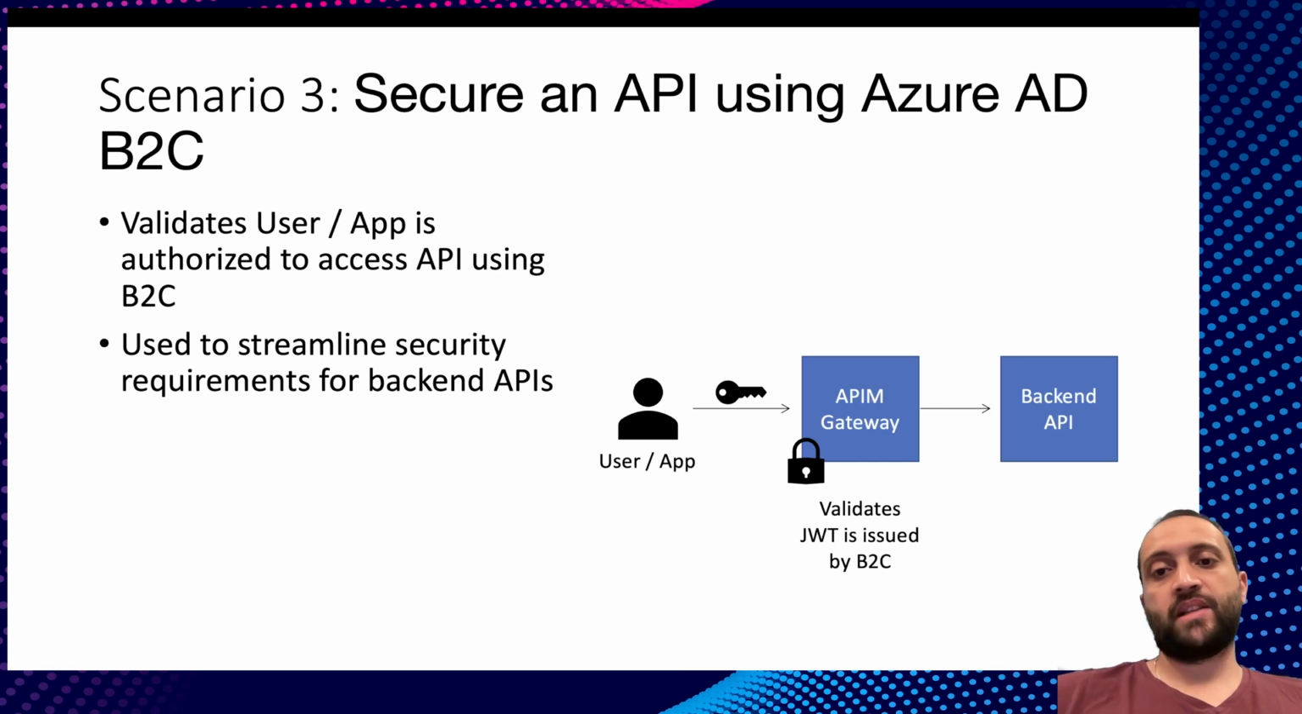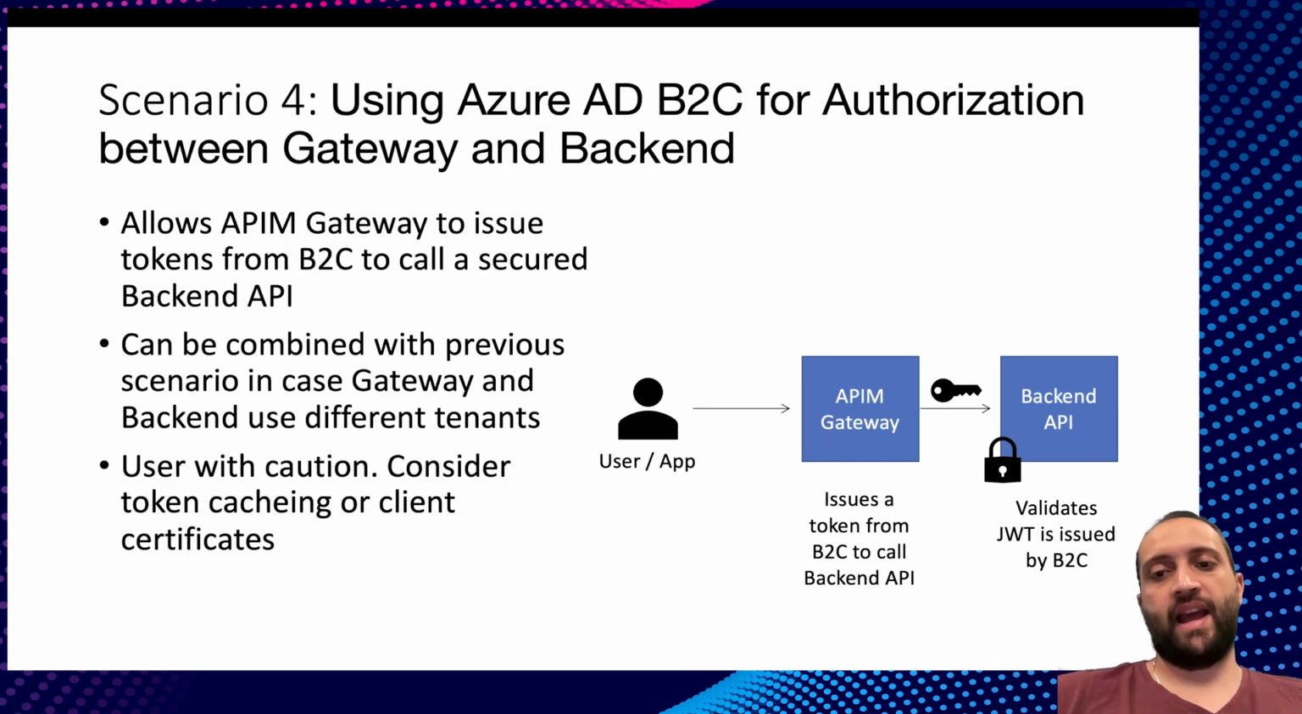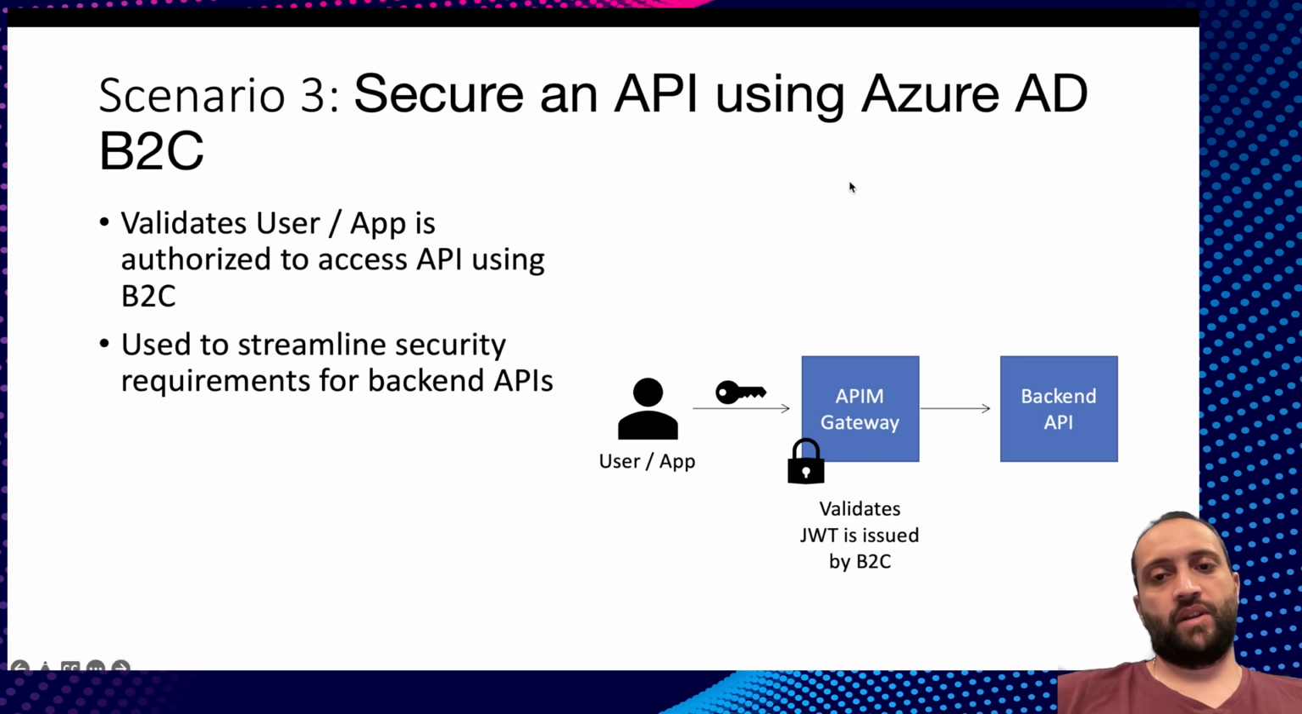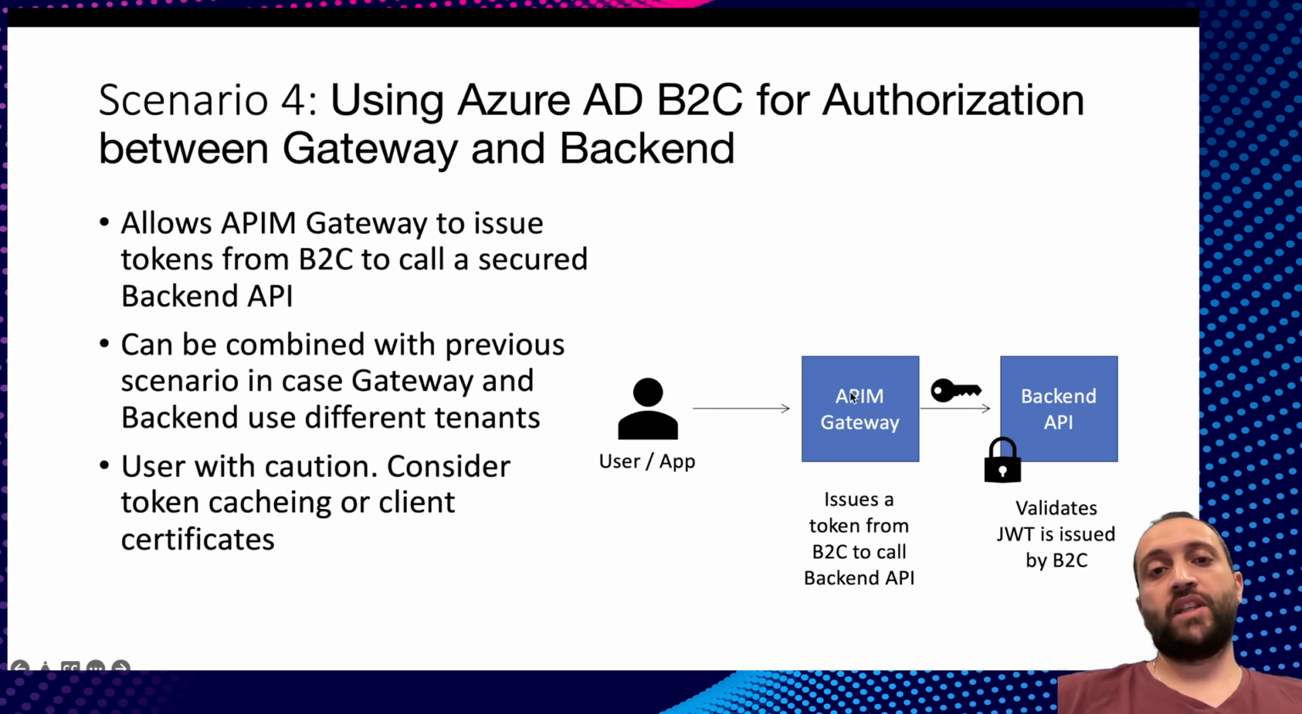Now, scenario 3 and scenario 4, this is where the real action is. You can actually teach API management to validate tokens issued from B2C, and you can teach API management to issue tokens that your backend APIs expect. And with that, the session concludes, and thank you very much for watching.